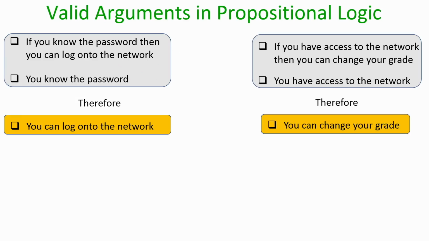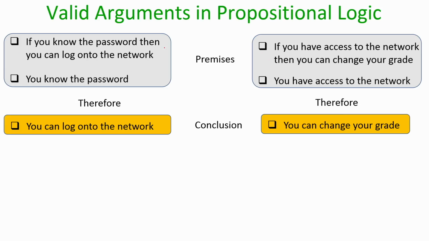Now, consider another bunch of statements which also looks like an argument. It is given that if you have access to the network, then you can change your grade, and it is also given that you have access to the network, therefore, I can conclude that you can change your grade.